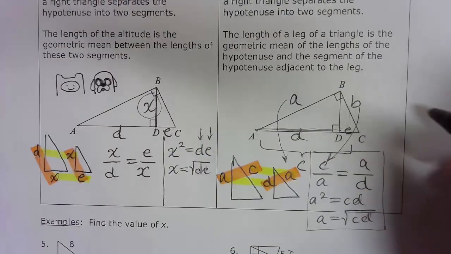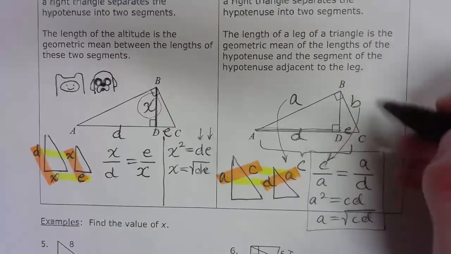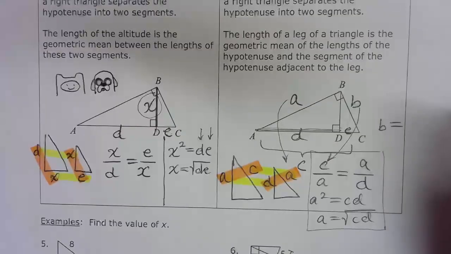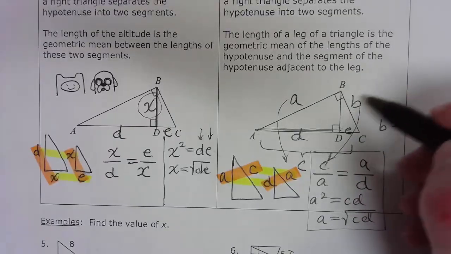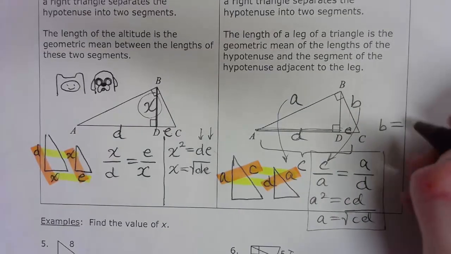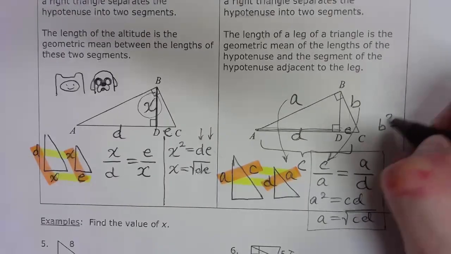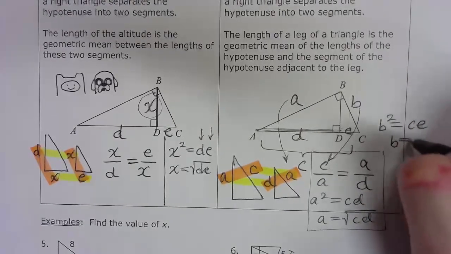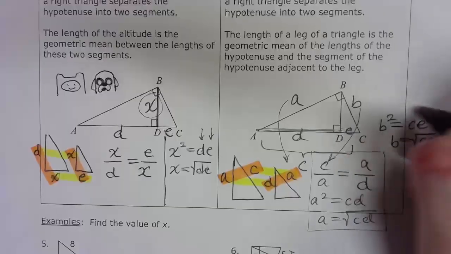In case you are a memory person and you're curious, yes, you can also use the tiny triangle. B is what you would solve for here, and you would get E times C. So B is equal to the square root of CE is also true.